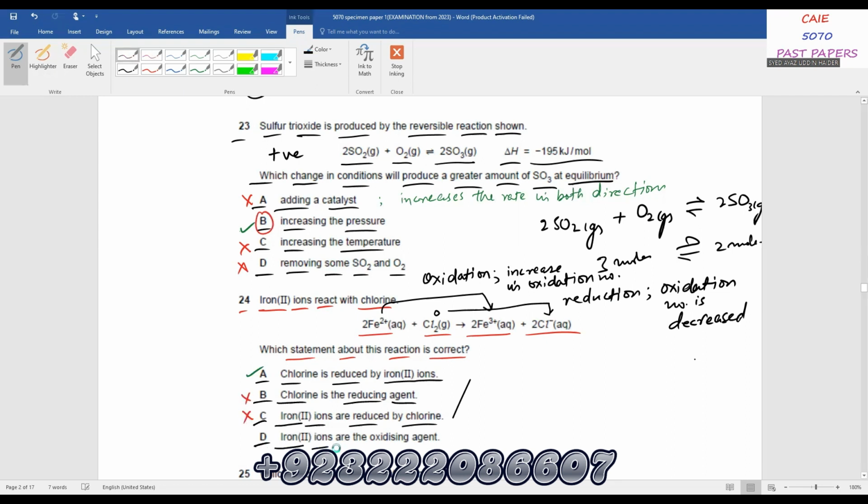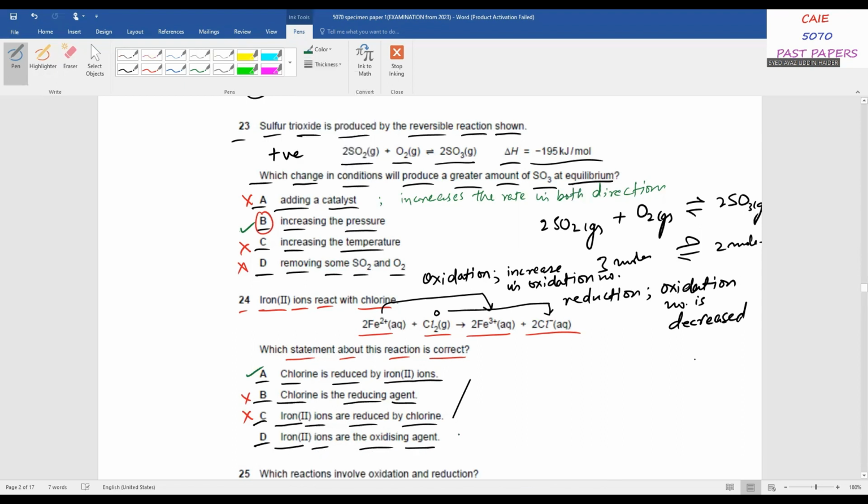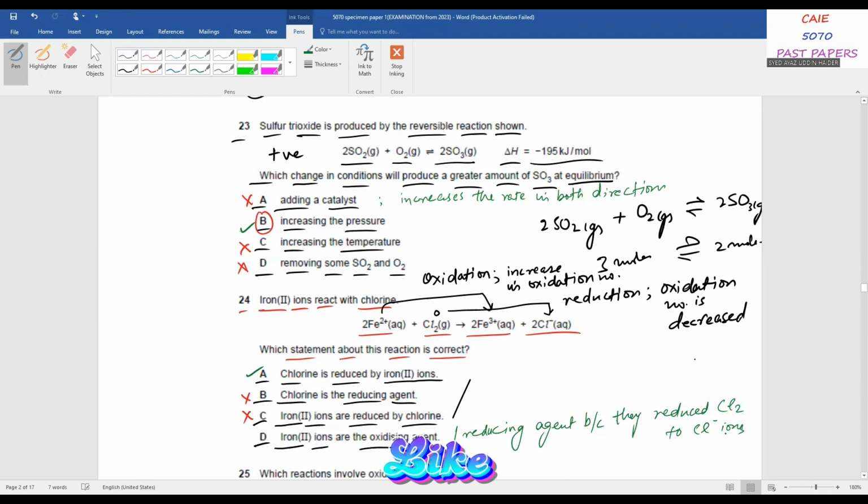D, iron 2 ions are the oxidizing agent. They are the reducing agent because they reduce chlorine into chloride ion. Reducing agent because they reduced Cl2 to Cl- ions. So the answer A is correct.